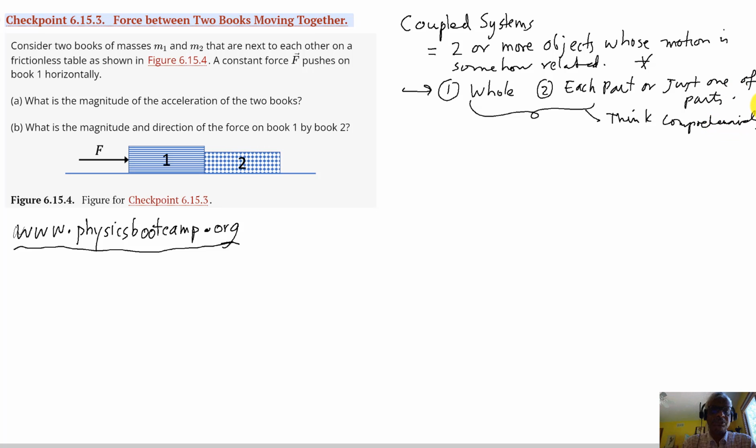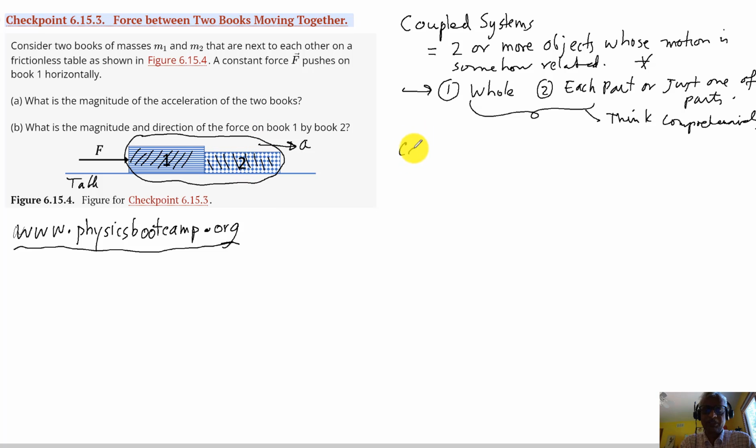Okay, so let's look at this problem. Here we have one book here, and we have another book here. I'm going to push on it. This is on a table surface. When I push on it, together, this whole thing moves with one value of acceleration. So this coupling of motion has made acceleration of 1 equals acceleration of 2.